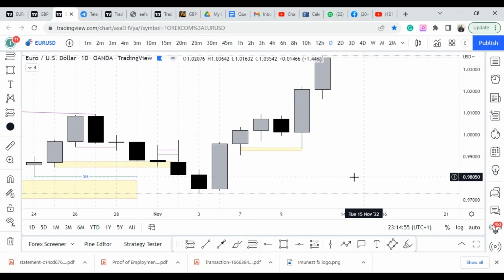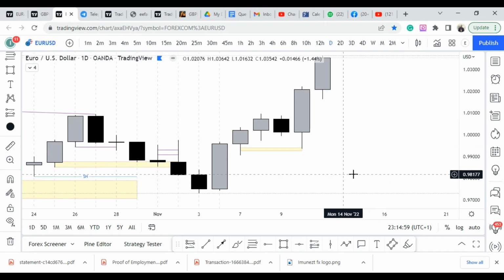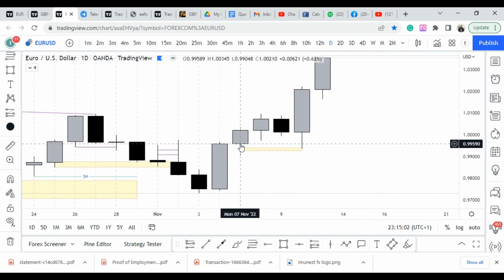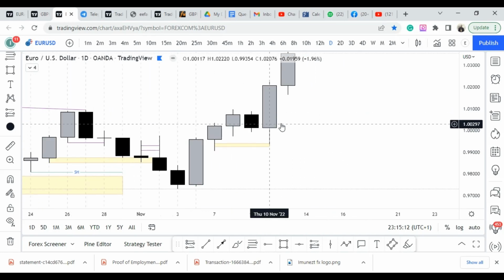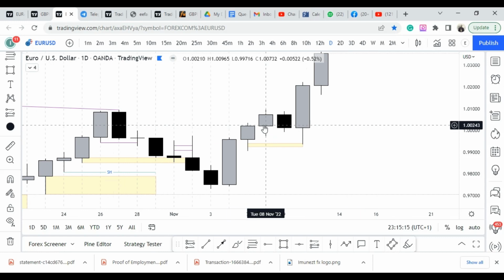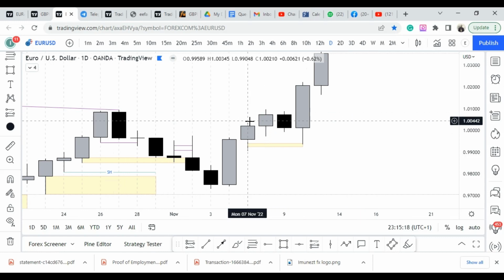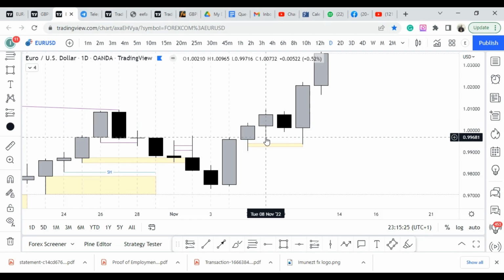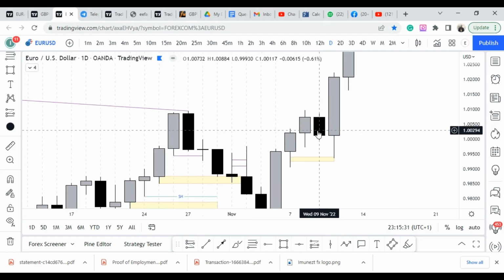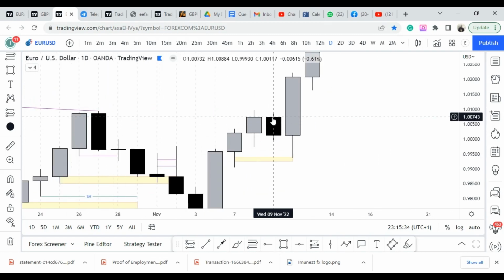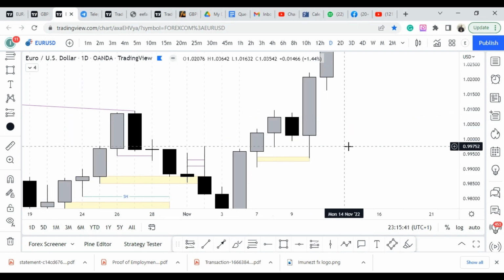If you know anything about the ICT power of three, the AMD cycle, we have the accumulation, the manipulation, and the distribution on Monday. So we have a bullish close day on Monday. Then on Tuesday, we have the accumulation, the manipulation, and also the distribution to take out Monday's high. And we have a higher low on Tuesday. So Tuesday was equally a bullish day, but on Wednesday, what did you notice? Accumulation, manipulation, downward distribution. So we had this.